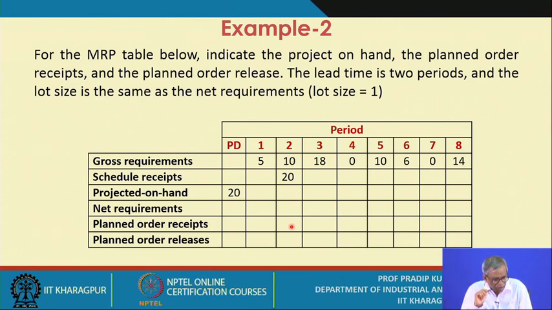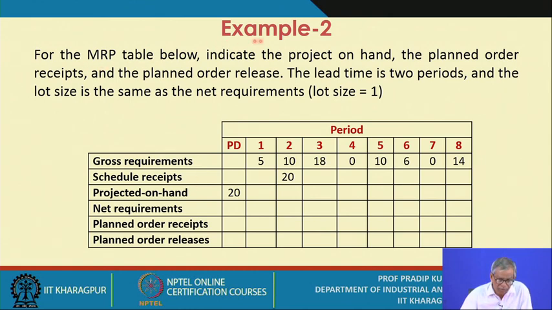So for the next example, we are moving to another representative numerical example in respect of MRP. For the MRP, the table below, is it okay? I have already mentioned that these are the parameters in a given MRP document, and you need to constantly monitor the values of these parameters as the time passes.